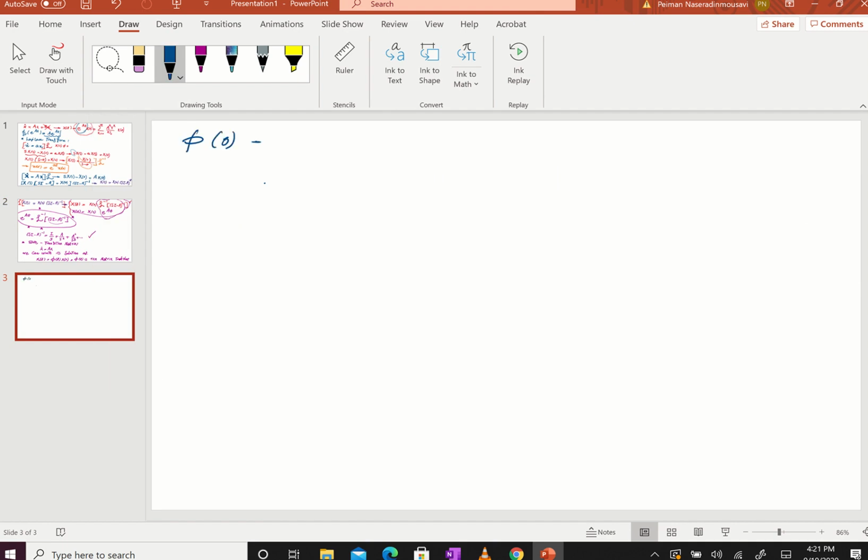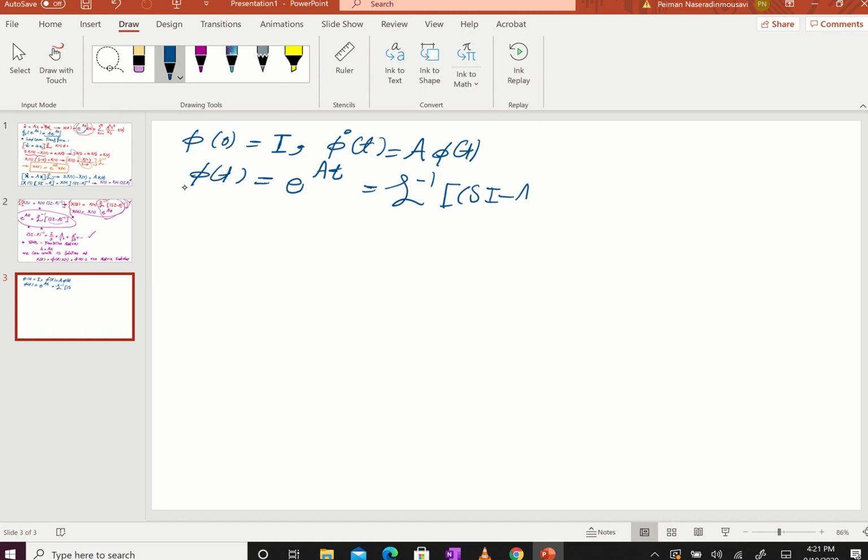Such that phi at time 0 is I, the identity matrix, and phi dot of t is A phi of t. And phi of t is a matrix exponential, which is the inverse Laplace transform of (sI minus A) inverse. Here we go. Understand?